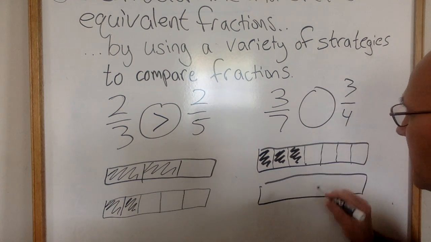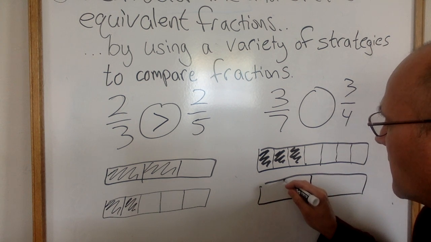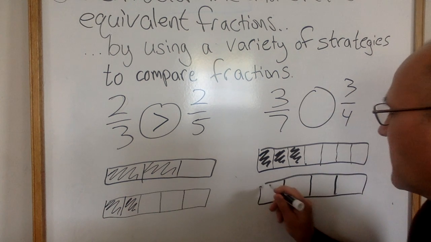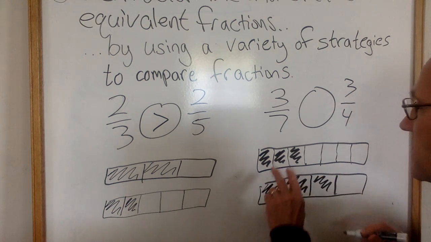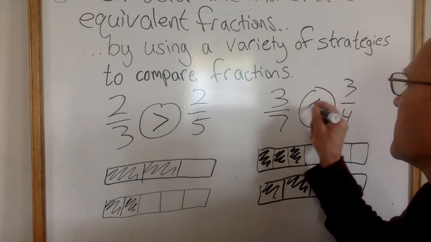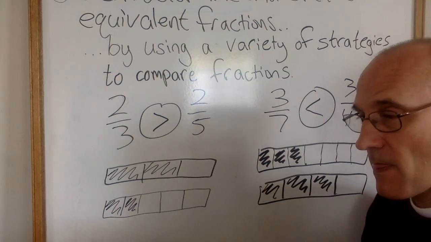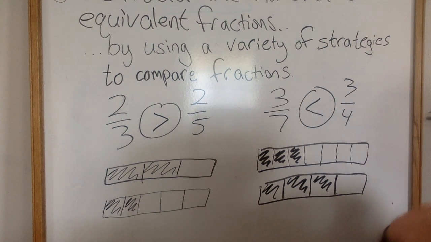3/4 means to 4 split it or cut it into 4 pieces. 2, 3, 4 split. And shade in 3. 1, 2, 3. So now my 3/7 is less than my 3/4. Take a look at our 2 equations and see if you notice a pattern.